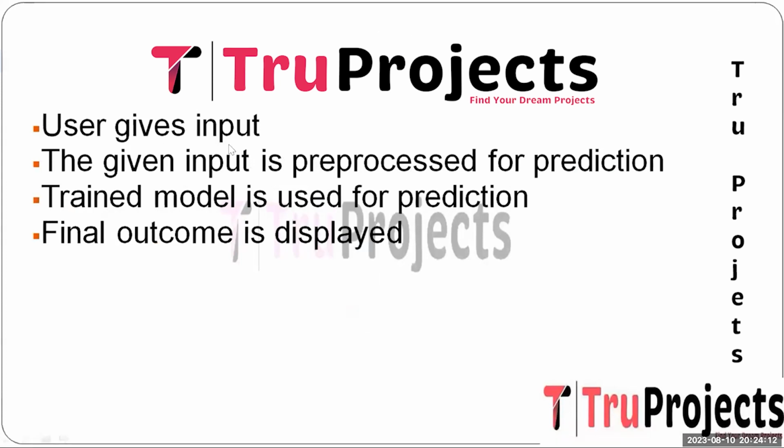And the next one is user gives the input. Here we used Flask as a web framework for the interface to the user, where the user provides the input, which could be information about genetic markers, history, and other relevant factors. And the next one is the given input is pre-processed for prediction. The input data is processed to ensure consistency and compatibility with the trained model.